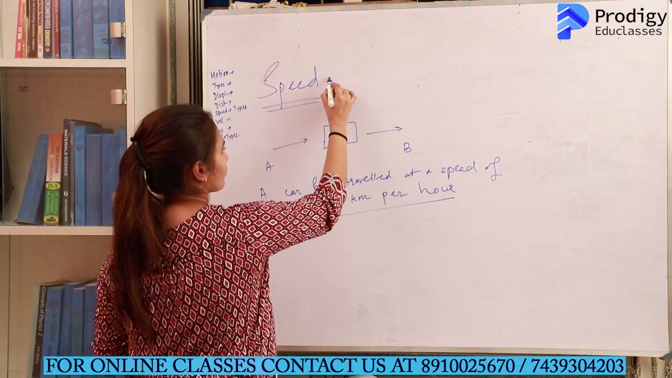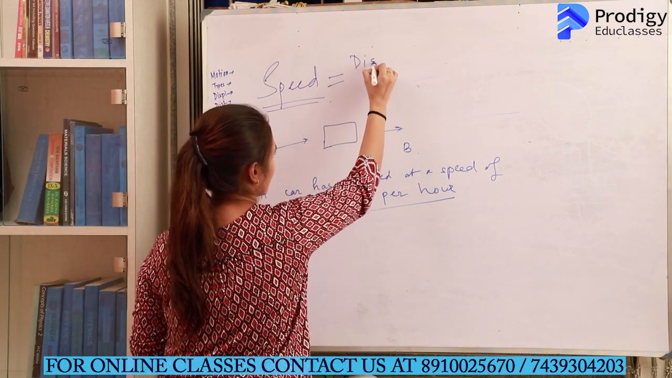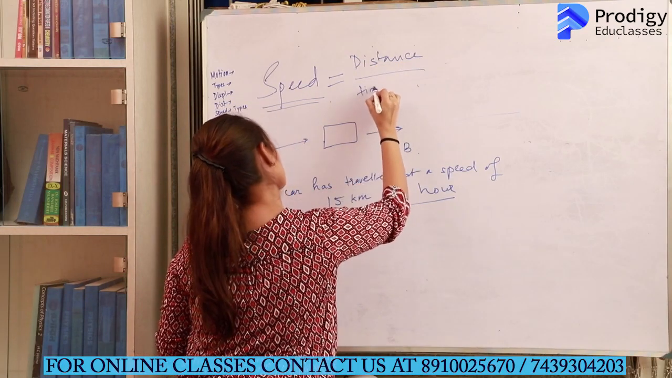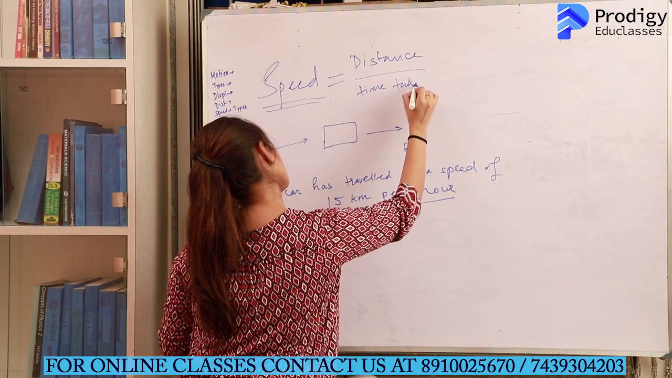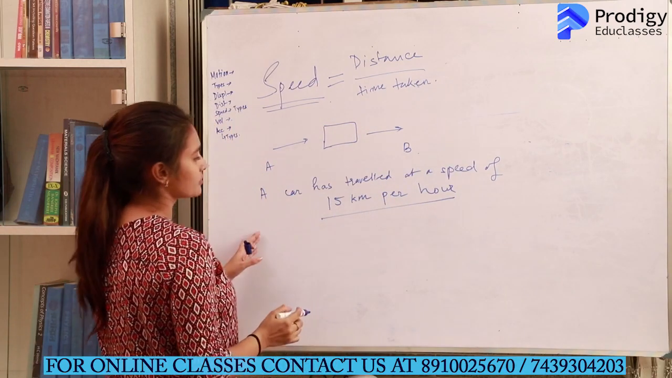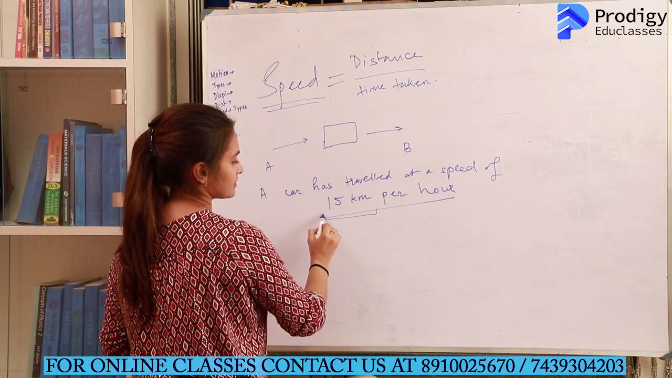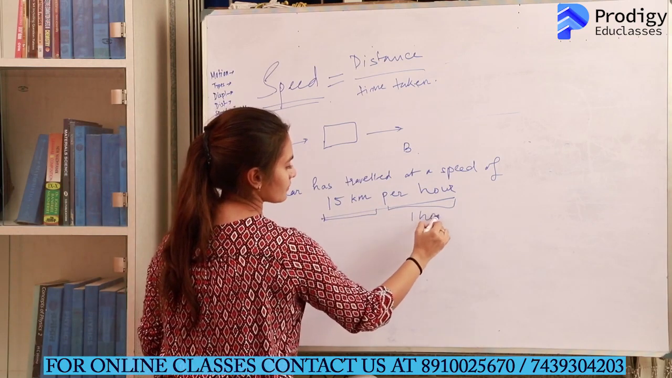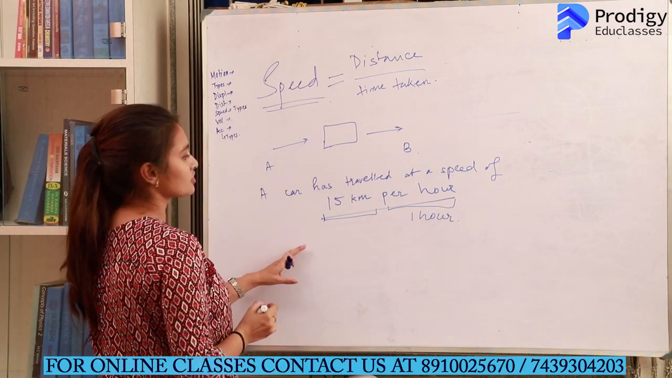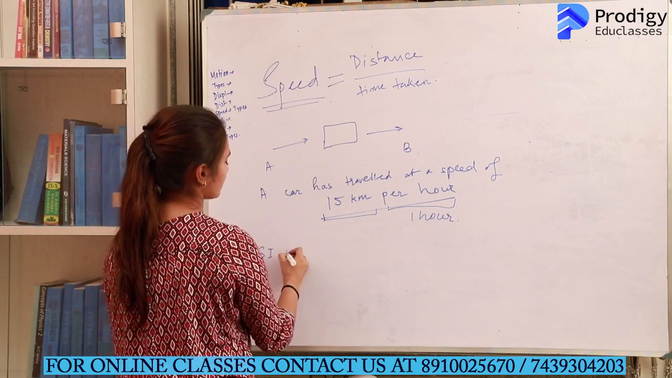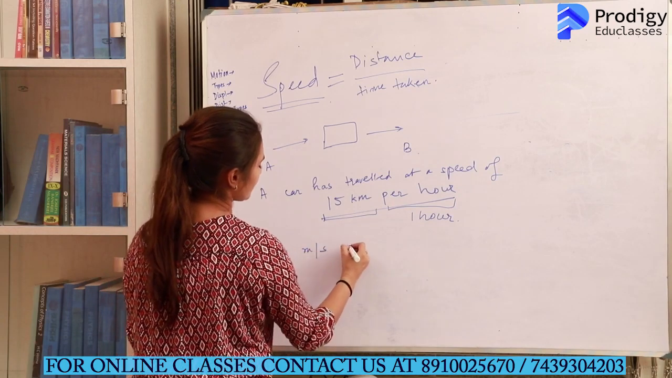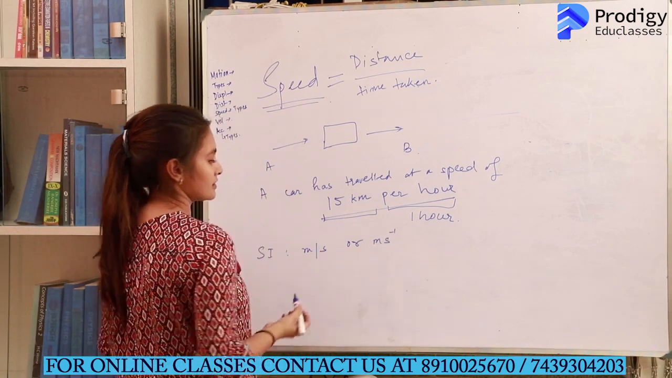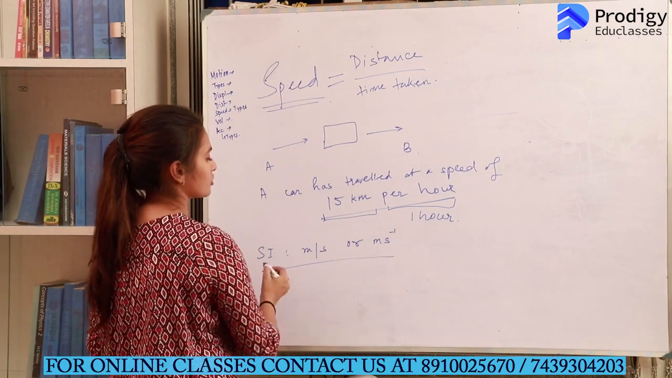This means that the formula of speed is distance travelled by time taken. This means that the car has travelled a distance of 15 km per hour. Per hour means 1 hour. So this is what speed is. The SI unit of speed is meter per second. You can also write this in this way. You must have learned this in your maths class. So this is the SI unit of speed.